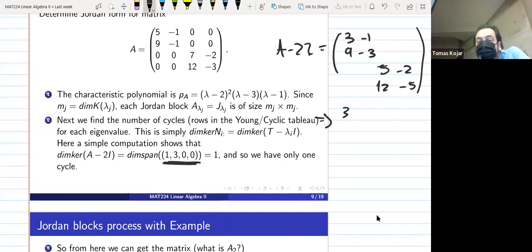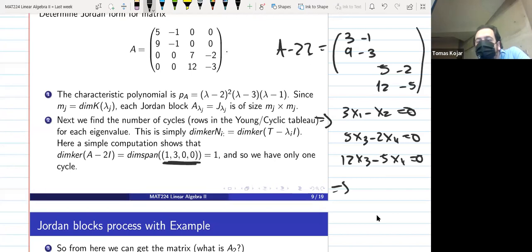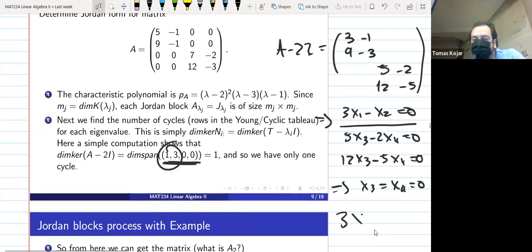You get 3x1 minus x2 is 0. And you get 5x3 minus 2x4, and 12x3 minus 5x4. Then if you do that, x3, x4 is 0. Okay, because from here you can see you have 3x1 is x2. So just put x1 to be 1, and x2 is 3.